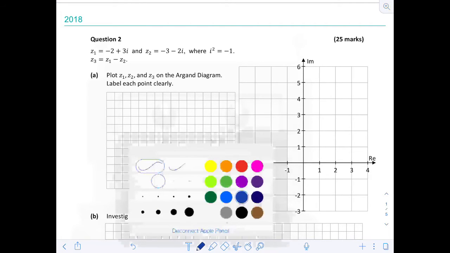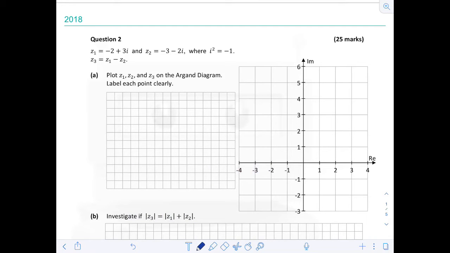Okay, so the first question is a straightforward plotting question. Plot Z1, Z2 and Z3. Z1 is up here, Z2 is over here, and Z3 is over here. Z1 first of all. Z1 is minus 2 plus 3i, so I go to minus 2 and then go up 3. Z1 is going to be up there, and I should label that Z1. Now Z2 is 3 minus 2i, so it's going to be down there. Let's put a dot there and call that Z2.